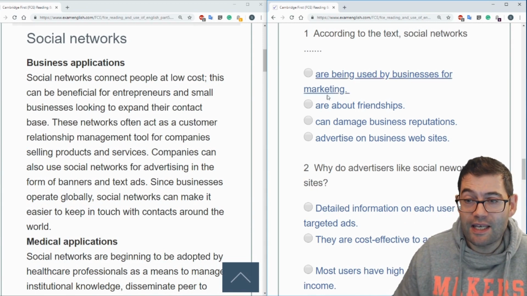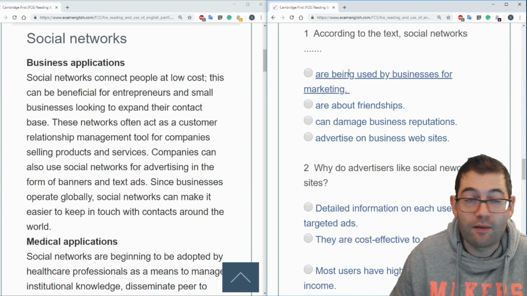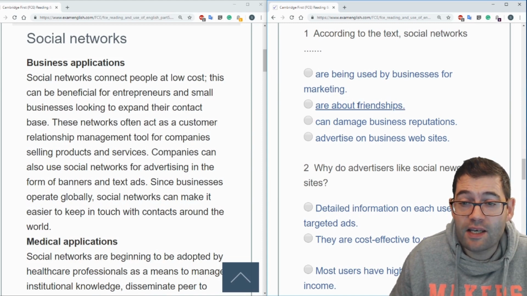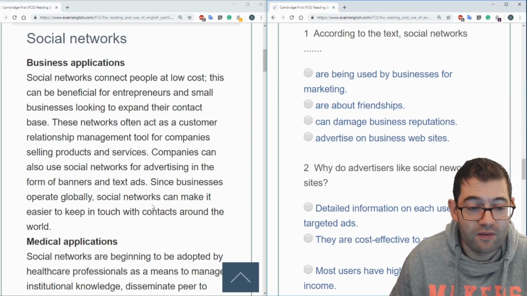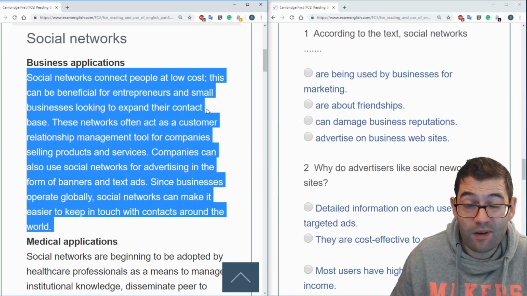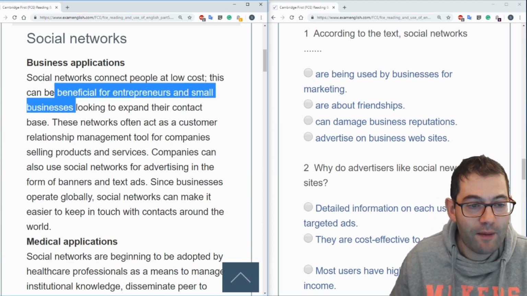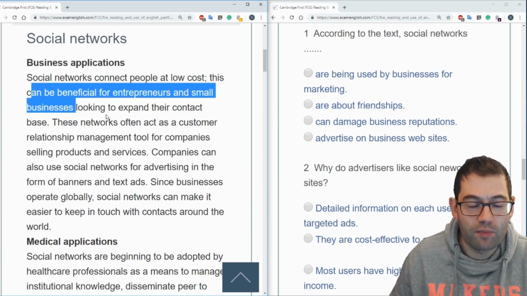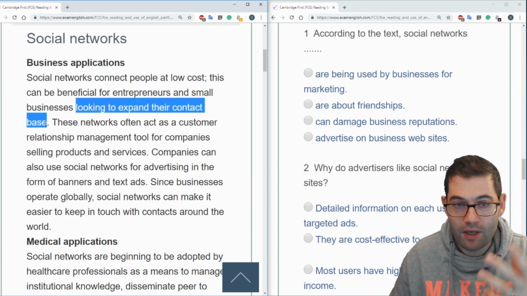So the first question is, according to the text, social networks are being used by businesses for marketing, are about friendships, can damage business reputations, advertise on business websites. The question refers to the text here. Now, this is quite a complicated text. And it says here that social networks can be beneficial for entrepreneurs and small businesses looking to expand their contact base. In other words, people that they talk to.